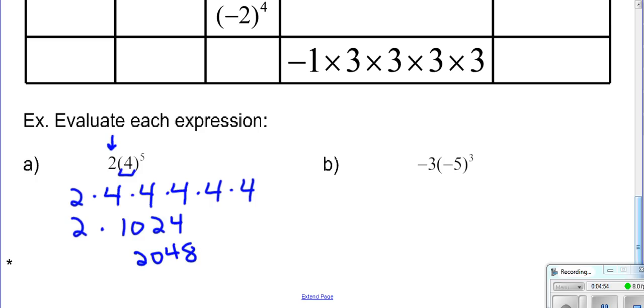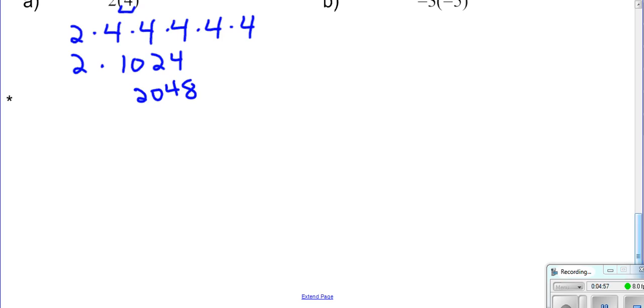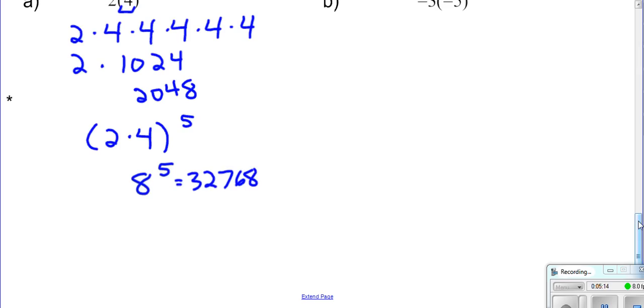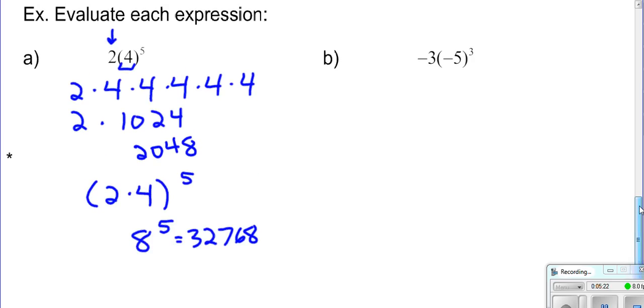Please note that this is not similar to 8 to the power of 5. Okay, 8 to the power of 5 has a much different value than 2 times 4 to the power of 5. 8 to the power of 5 gives us 32,768, so a much different value. So make sure that we're following our order of operations, and if you're not doing repeated multiplication like we showed here, if you're just typing it in your calculator, make sure that you solve the exponent first before you multiply by 2.